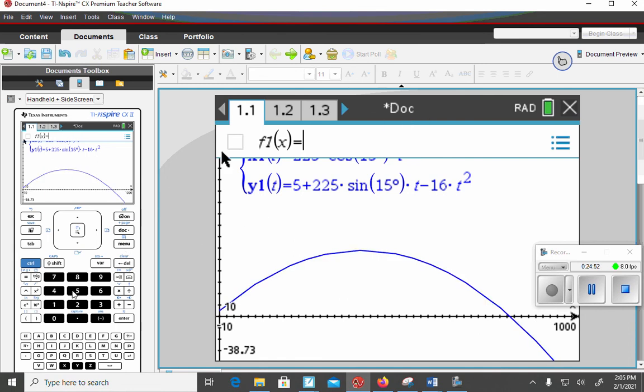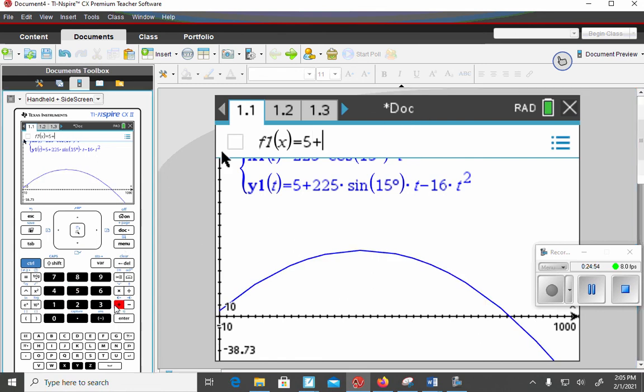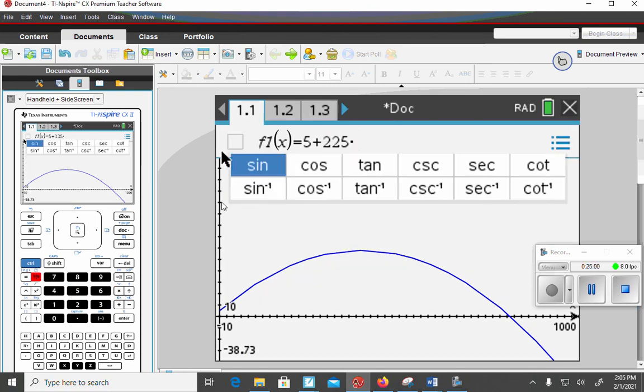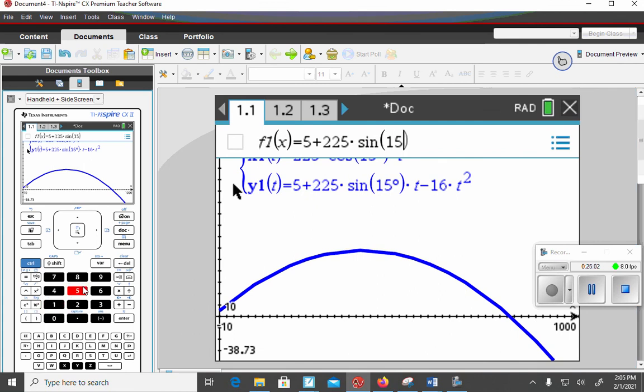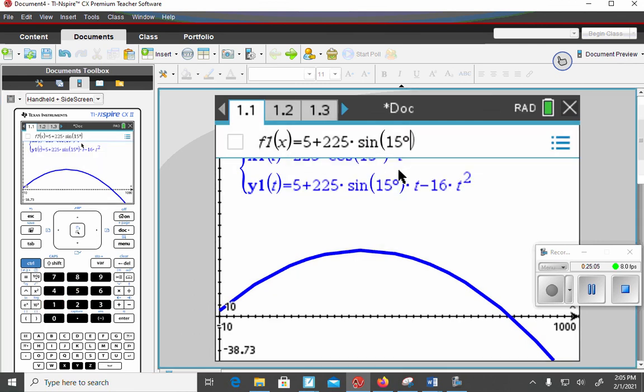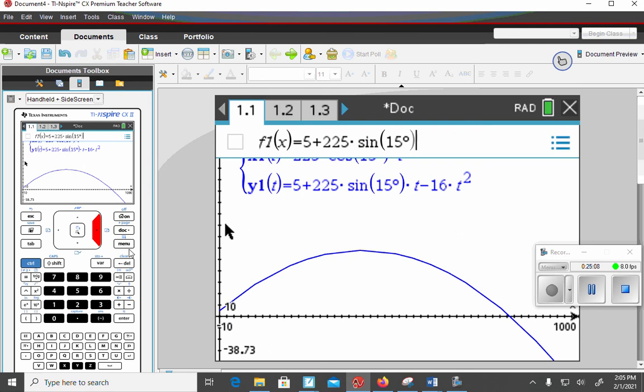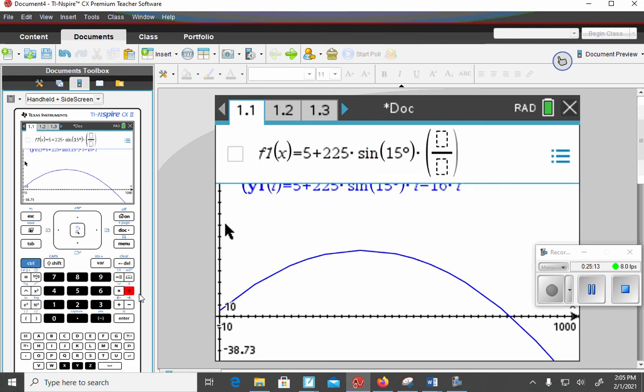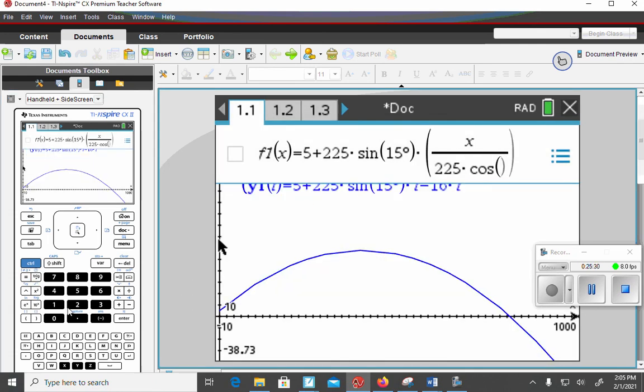So I'm going to have 5 plus, and then I'm going to do 225 times the sine of 15 degrees. And then this is times, and then I'm going to put this in parentheses and hit control divide. And then what I just said t was equal to, which is x over 225 times the cosine of 15 degrees.